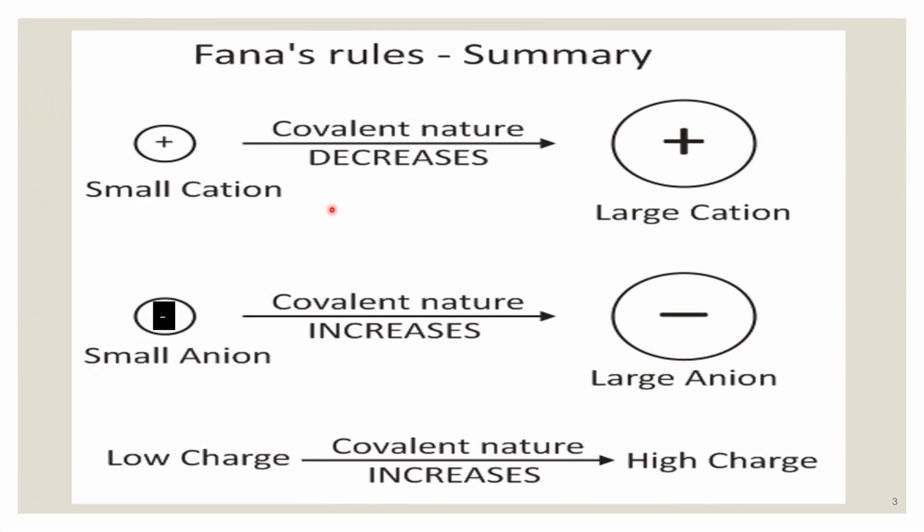To understand Fajan's rules, here is a summary. The first one is small cation favors covalent nature, and large anion favors covalent nature. Similarly, high charge on ion favors covalent nature.